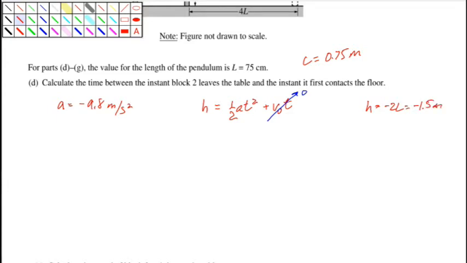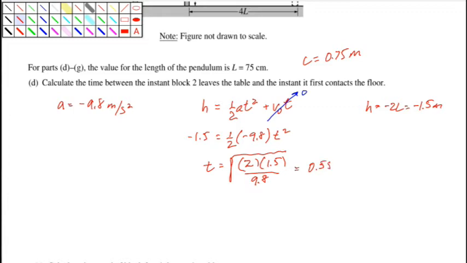And we have a value for a, so this whole thing becomes minus 1.5 is equal to 1/2 times minus 9.8 t squared. And we solve this out looking for t. t will equal the square root of 2 times 1.5 divided by 9.8. And when we do that, we come up with, looks like, 0.55 seconds.